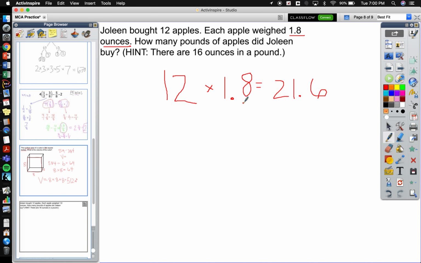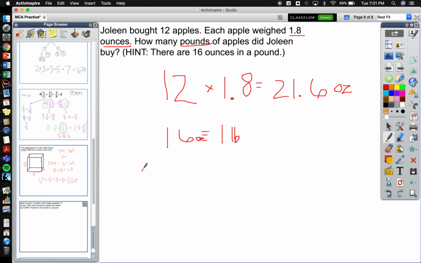Because this 1.8 is in ounces, which is, for some reason, abbreviated OZ. But the question is asking how many pounds of apples she bought. So we need to convert this 21.6 ounces into pounds. We need to think about how many pounds there are in 21.6 ounces. If we know 16 ounces are in 1 pound, we know we have at least 1 pound. Let's put the units there. 16 ounces equals 1 pound, which for some weird reason is abbreviated LB. I think it's Latin.